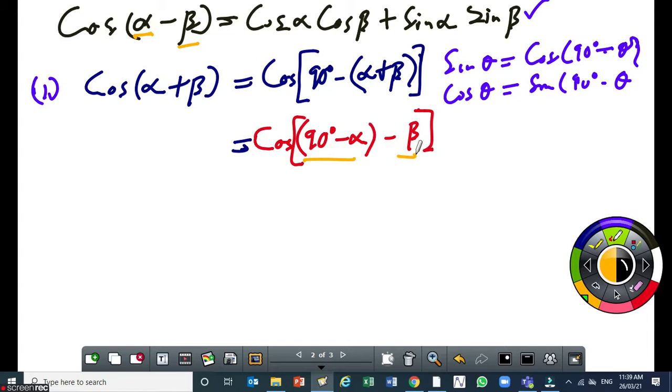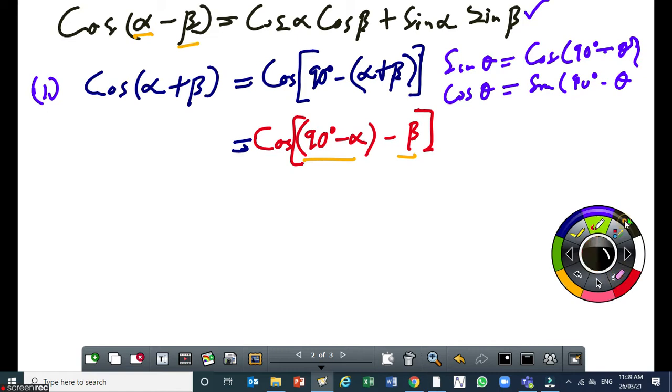Then, if I expand this, where there is alpha here, I'll put 90 minus alpha. Where there is beta, I'll put beta. Where there is alpha, I'll put 90 minus alpha. Where there is beta, I'll put beta. So if I carry on here, I'll end up having cos of 90 minus alpha.